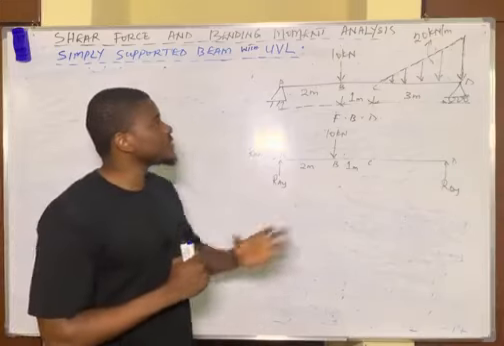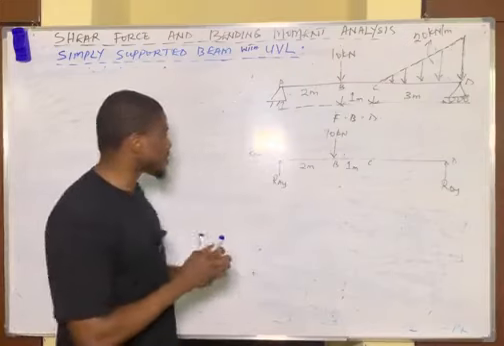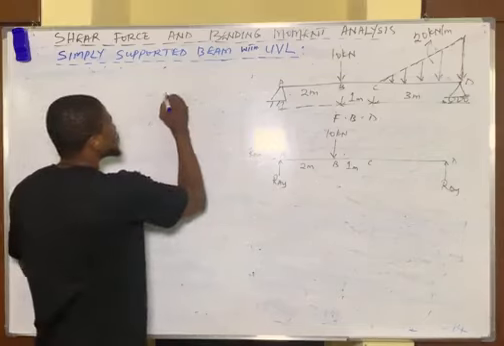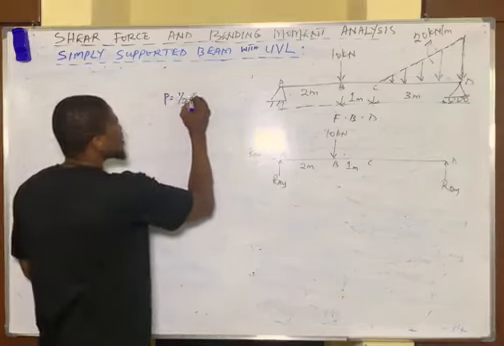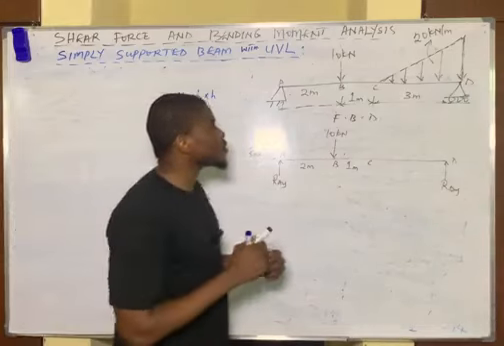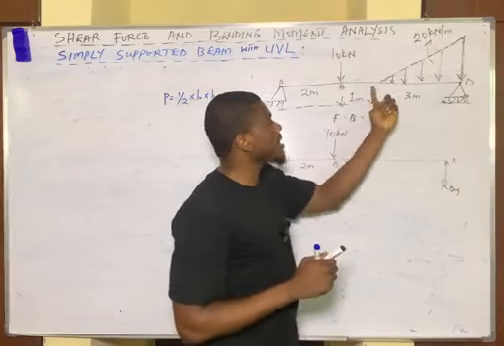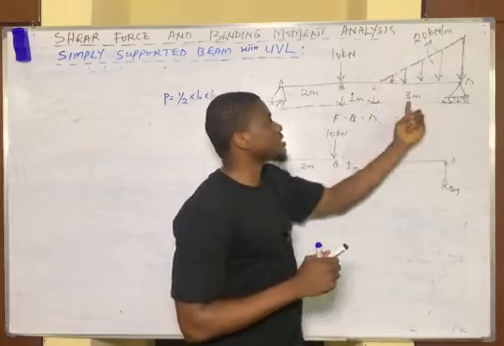Now the area of this shape is triangular, so we are simply going to take the area of a triangle. And what's the area of a triangle? It means that the point load becomes half times the base times the height, where the height becomes the total load carried, which is 20 kilonewtons per meter. The base becomes the total length of the UVL, which is 3 meters.